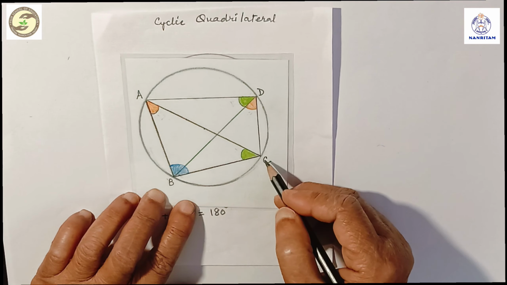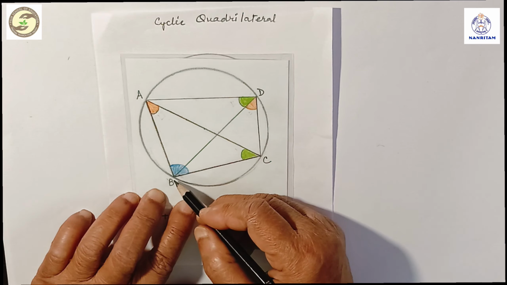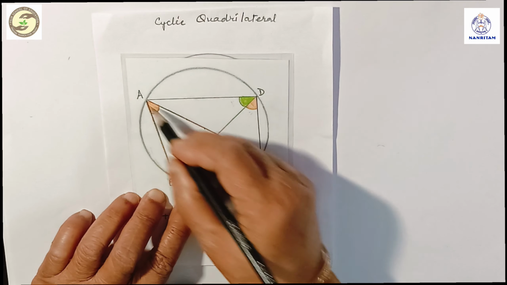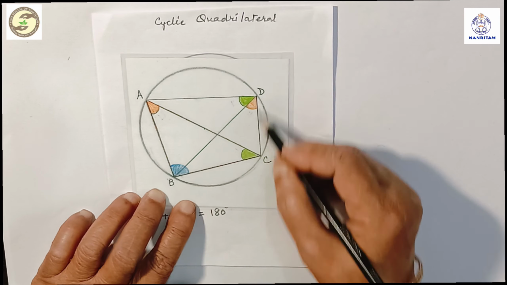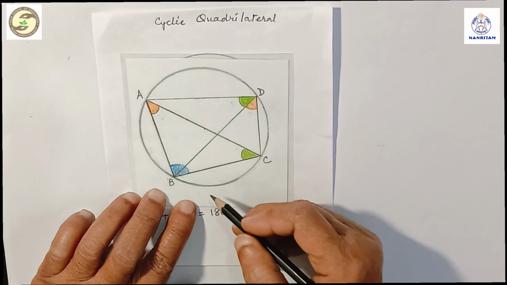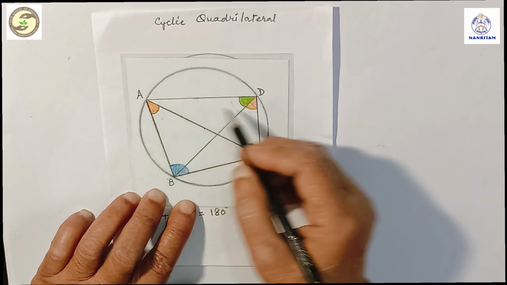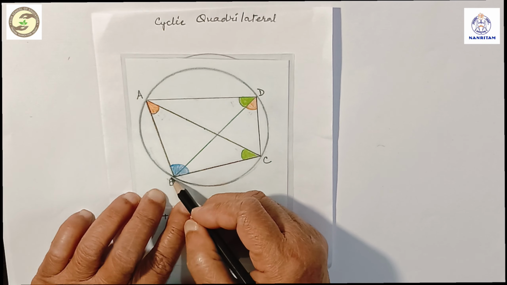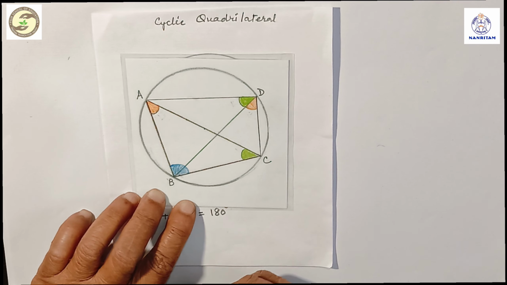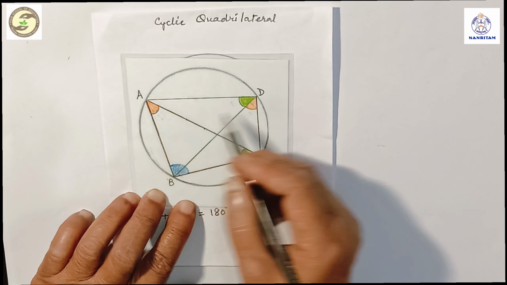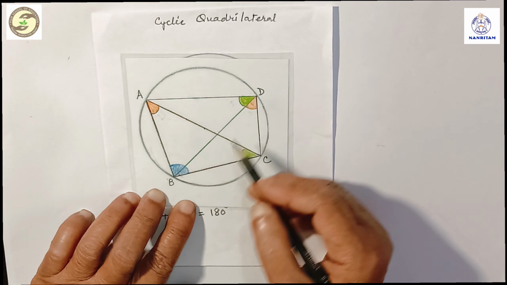Now consider this chord BC. BC has subtended an angle BAC and another angle BDC on the opposite segment. This is the minor arc. These two angles are subtended by the chord BC or the minor arc BC. So these two are equal. We know the angles in the same segment are equal.